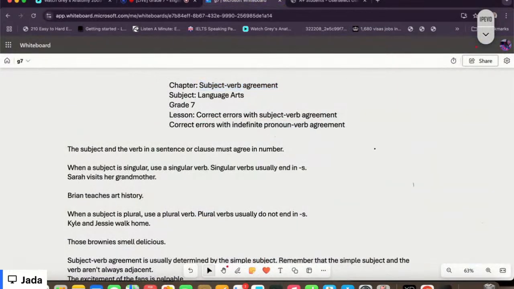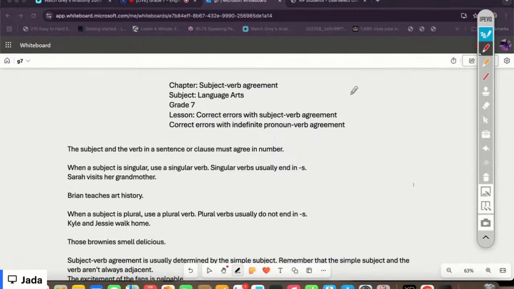So, our lesson today would be subject verb agreement. First, you have to log in using aplusstudent.com. Click on your name, move on to language arts grade 7. Then the chapter will be subject verb agreement, and we have two lessons that we will complete there today: correct errors with subject verb agreement, and correct errors with indefinite pronoun verb agreement.